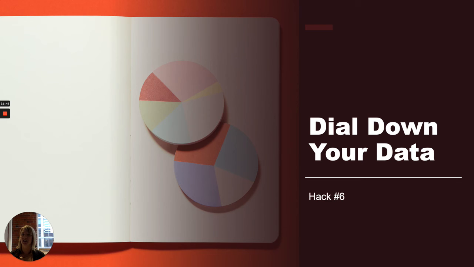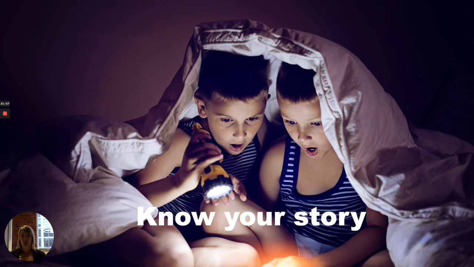Okay, so the last hack is called dial down your data. And this is ultimately about simplifying the data that you put in your report. And simplifying really starts with what we talked about again in hack number 1, which is what is your story and what is it that you're trying to say?